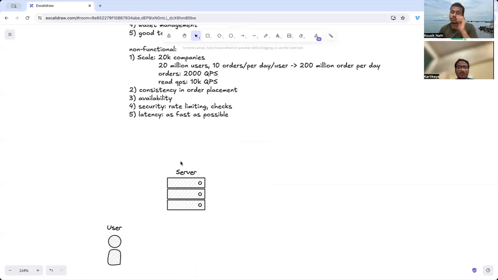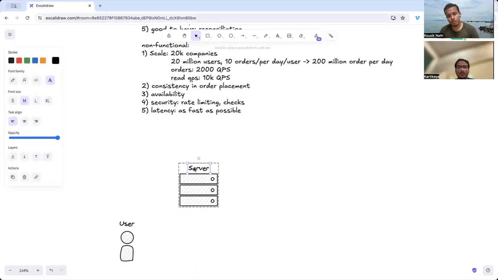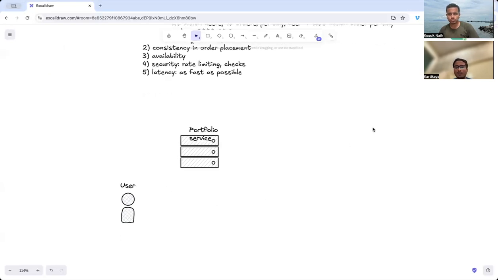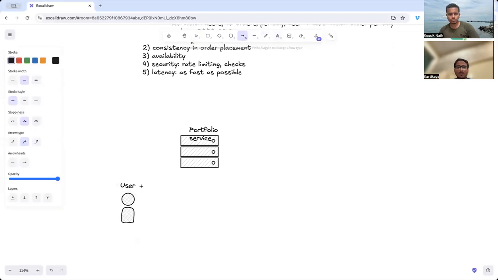So maybe we can start with a portfolio service directly. Let's say we have a basic portfolio service, and whenever the user wants to see their portfolio, they make a REST call to this portfolio service.